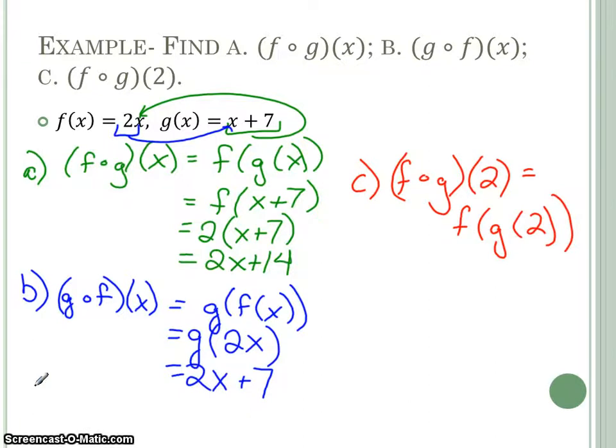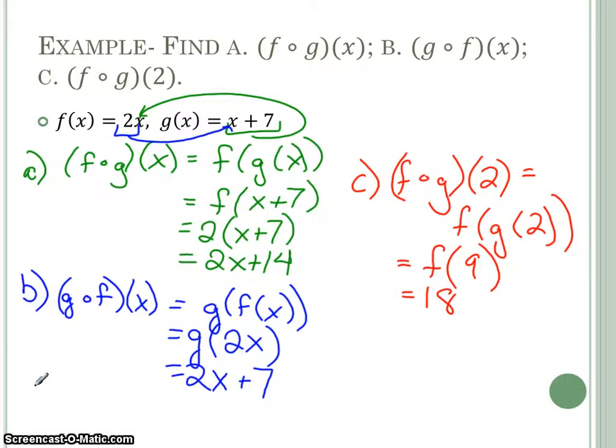Alright, so like I said, we could say, I'm going to put in 2 to my g function. So if we put in a 2 here, what would we get? 9. Okay, so now that means what we're really looking for is f of 9. So if we put in a 9 there, what do we get? 18. Okay, so f of g of 2 is 18.